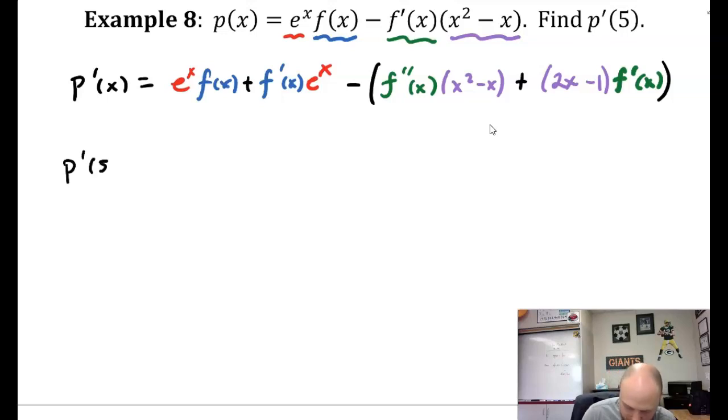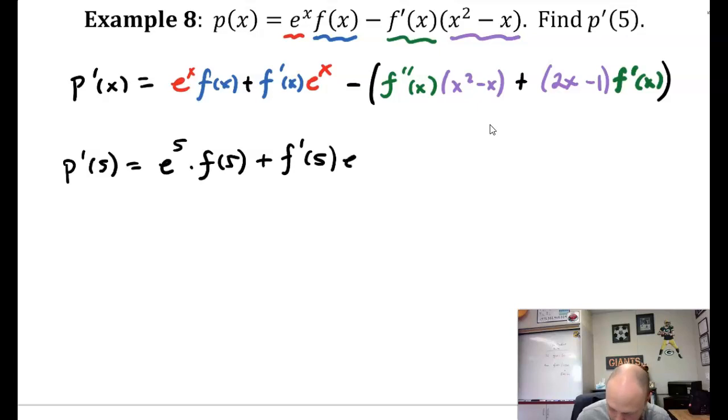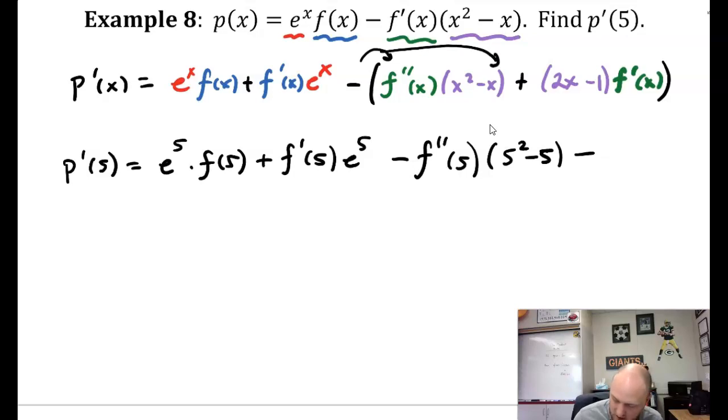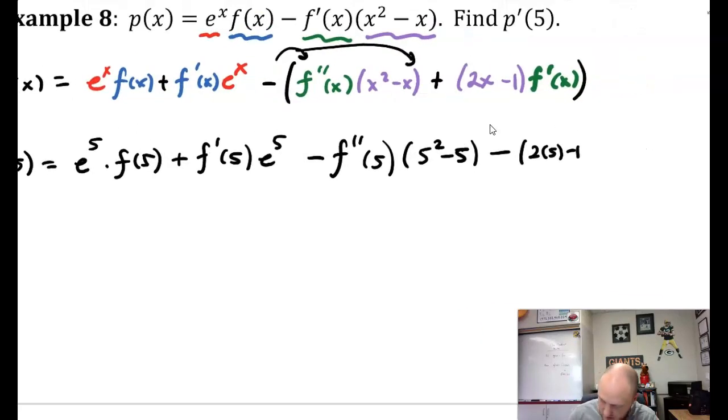So p prime of 5. We have e to the 5th times f of 5, plus f prime of 5 times e to the 5th. Minus f double prime of 5 times 5 squared minus 5. Minus, right? We have to distribute this negative, so watch out. That's why that negative in the parentheses is so very important. Minus 2 times 5 minus 1 times f prime of 5.